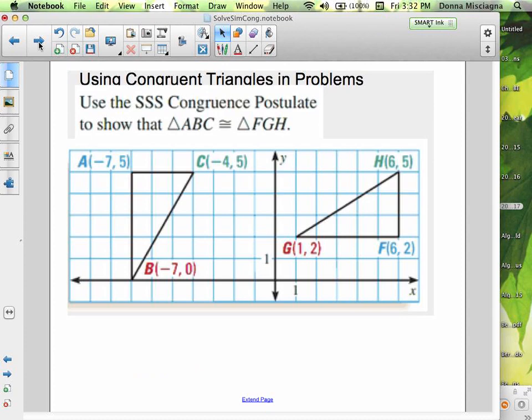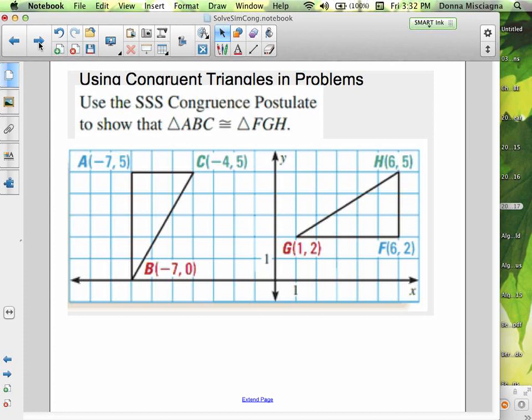The next question we have here is we're going to use the side-side-side congruence postulate to show that triangle ABC is congruent to triangle FGH. This was something that we looked at when we were working with congruent triangles, and this is also something we can look at for using similar and congruent triangles to solve problems. Here we're going to show, using the distance formula, that side-side-side applies here.